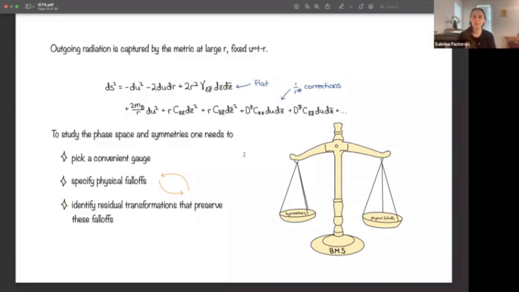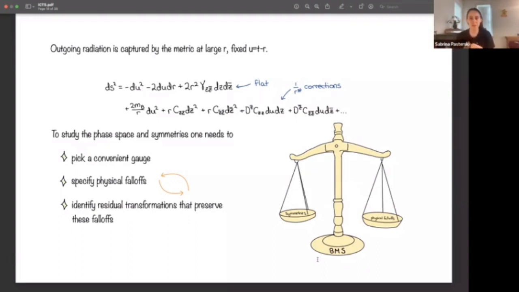There's a back and forth where I have to balance the physical falloffs that I'm allowing and the symmetries of that class of solutions in this phase space. So I'm restricting down to a physical subspace of potential metrics, rather than just writing down a metric without paying any attention to real analysis or whatever, before Christodoulou-Klainerman comes along. Basically, that's the procedure for how one goes about trying to find what asymptotic symmetry group there is.